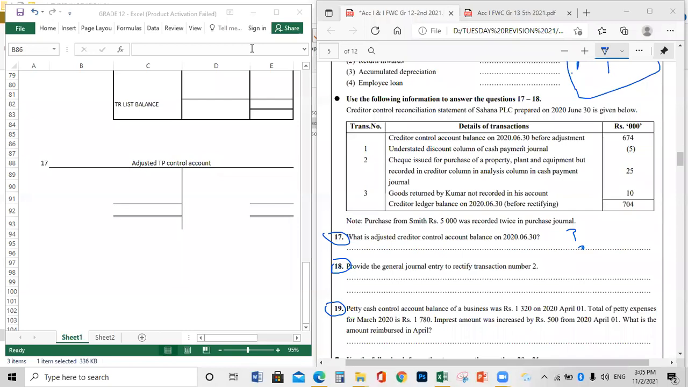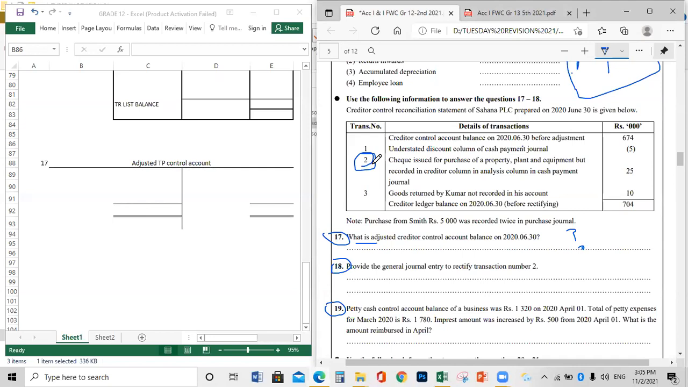Okay, guys, let's start. The first question, number 17 in the grade 12 Thondaimanaru paper. They're asking what is the adjusted creditor control account balance. Read the requirement. After that, they are asking you to write the journal entry. The journal entry is the double entry to correct the second one, because there is a mistake in it.